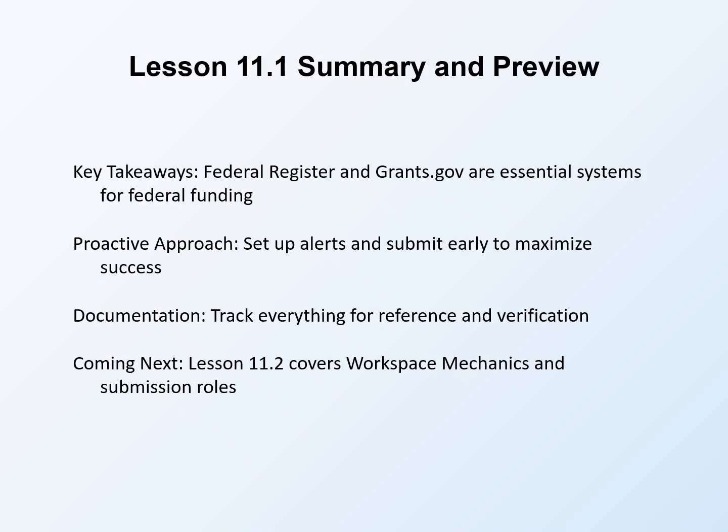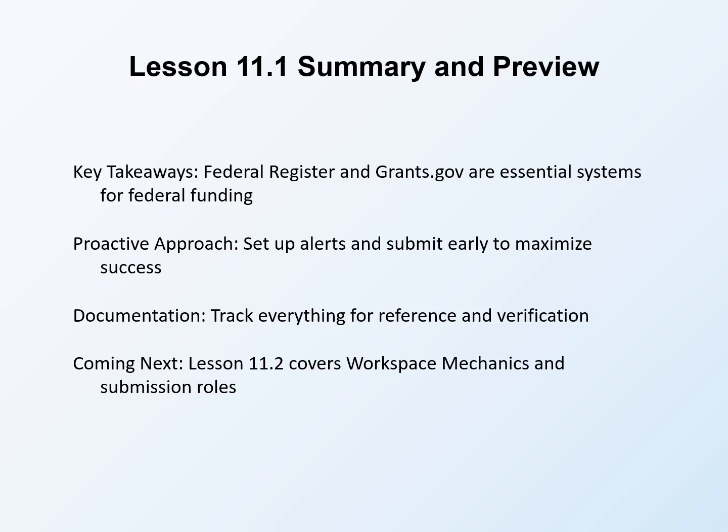Let us summarize the key points from this lesson on the Federal Register and Grants.gov. The Federal Register and Grants.gov are the essential systems for federal grant seeking. The Federal Register is the authoritative source where all funding opportunities are officially announced. Grants.gov is the central portal where nearly all federal applications are submitted. Understanding both systems is foundational for federal grant success.